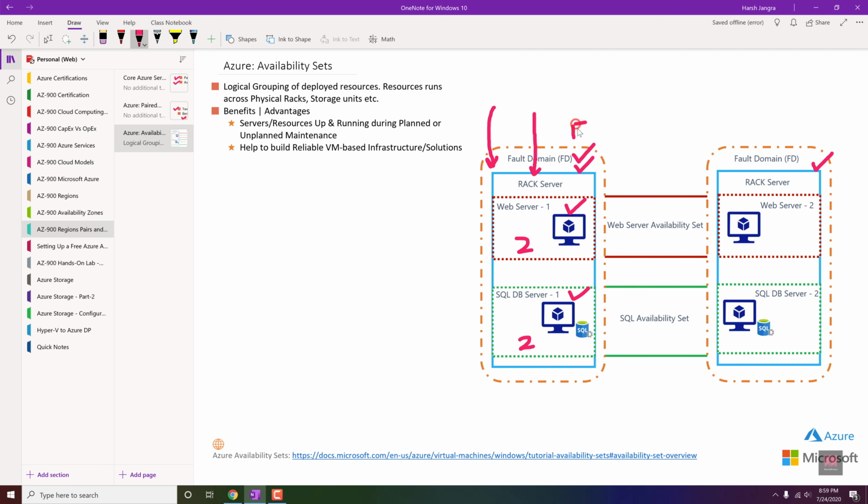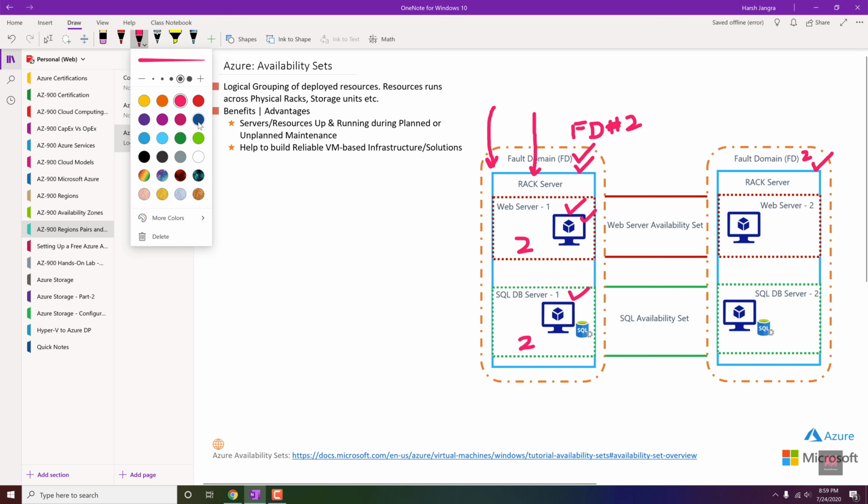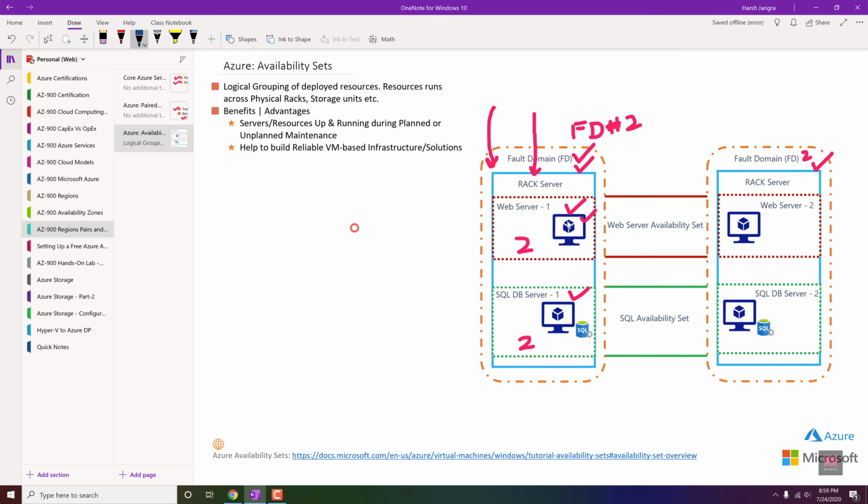Let me write this down, this is FD1, and I'm writing it out completely because I'm using my mouse, so it's very slow. And this is FD2, so fault domain 2. So as soon as we choose an availability set, imagine one VM is created inside this rack server, correct? So now, let me change the color so that it will be easy for you to understand.